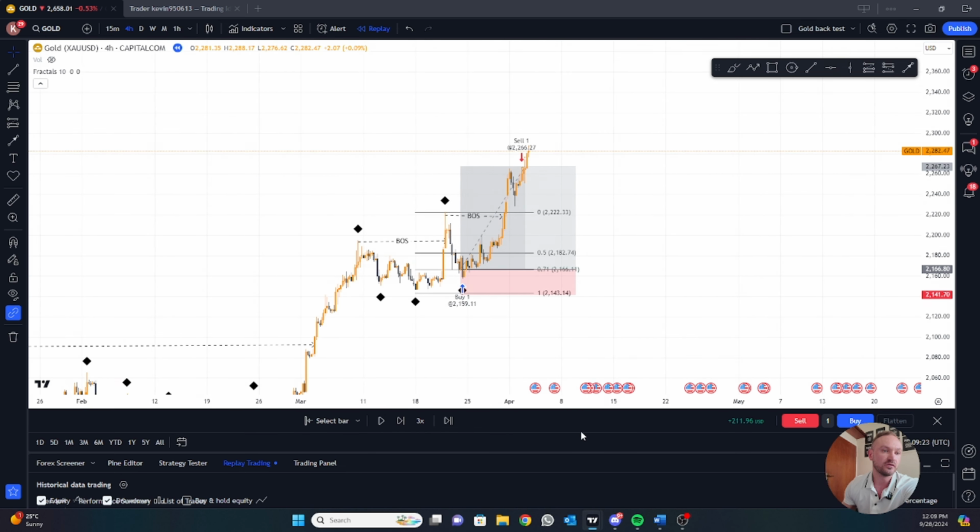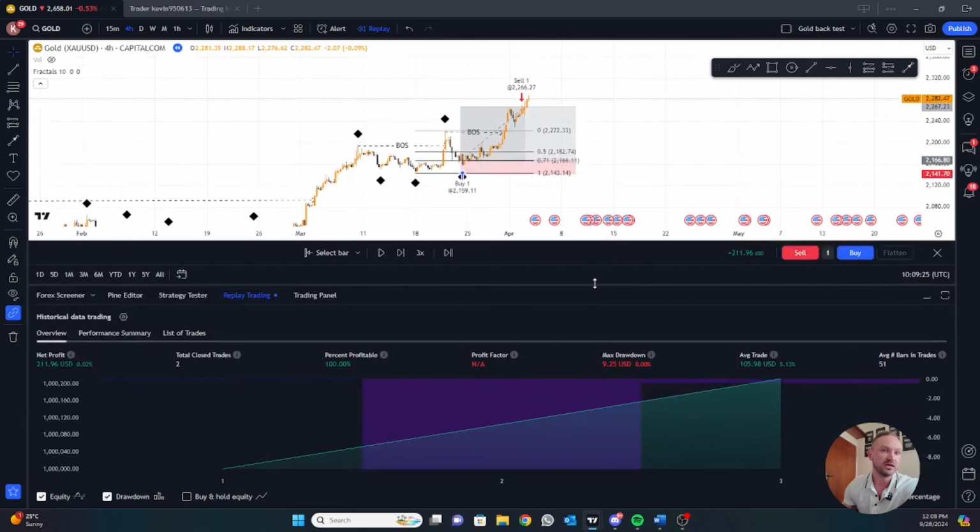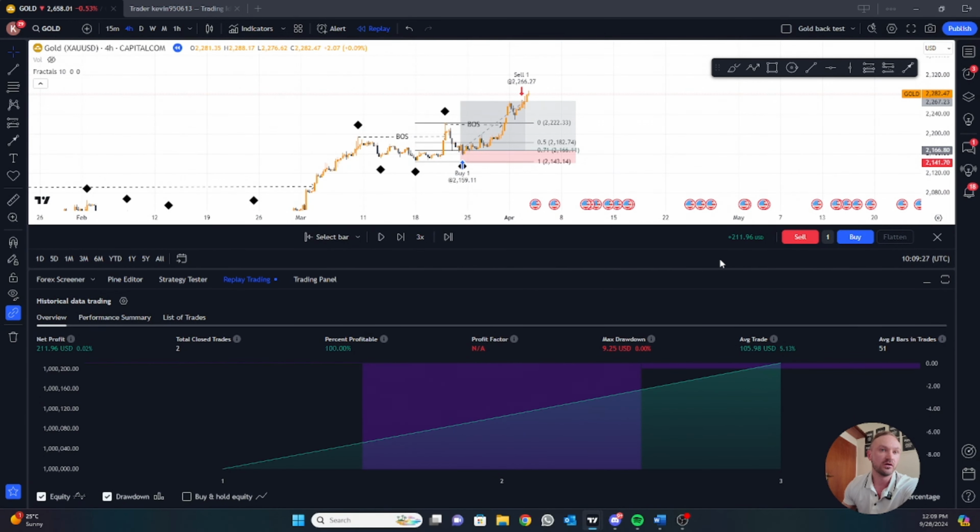There we hit our take profit, and we'll now see that we are $211 in profit so far. We've got a 100% win rate. We've taken 2 trades. Our drawdown was 9.2. This was in our previous trade. That's our max drawdown.